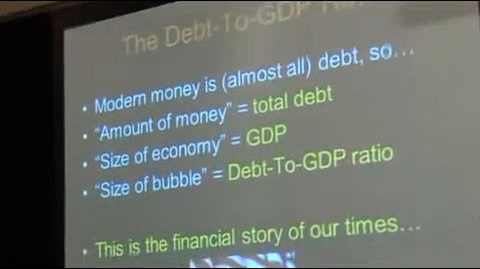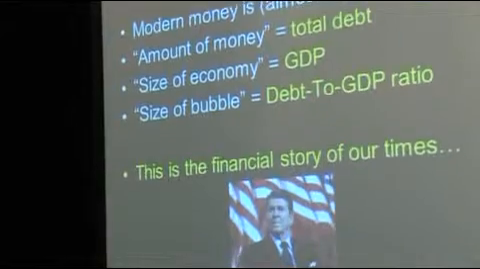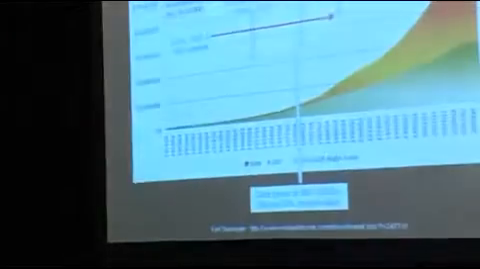Our bubble started with President Reagan. President Reagan had a fairly dismissive attitude about fiat currencies. He said, deficits don't matter. Here, I'll prove it. And he did.